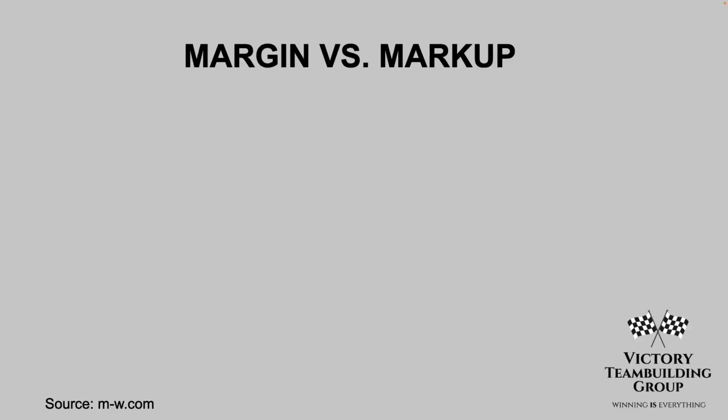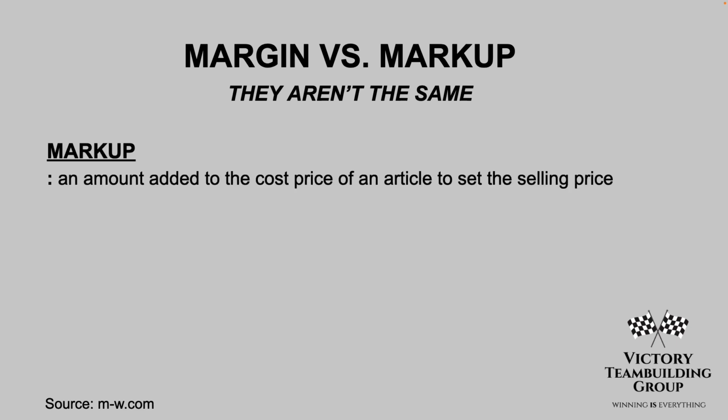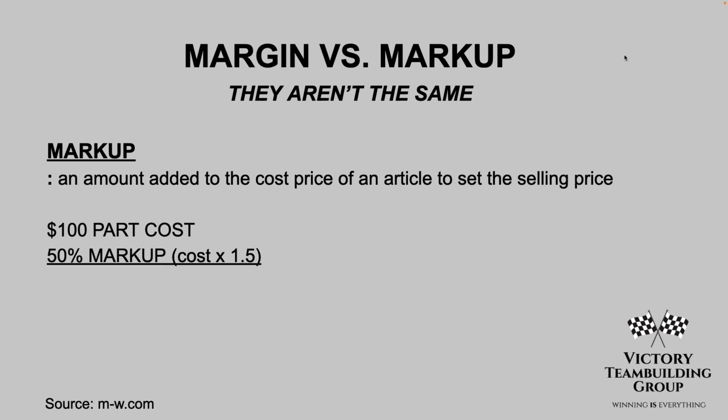Now, the first one I wanted to define is markup, because these aren't the same. Markup is defined as an amount added to the cost price of an article to set the selling price. So it's what's added to the cost to set the selling price. For example, we have a $100 part cost. We bought something for $100. If we have a 50% markup, not margin, markup, we would take that cost and multiply it by 1.5.